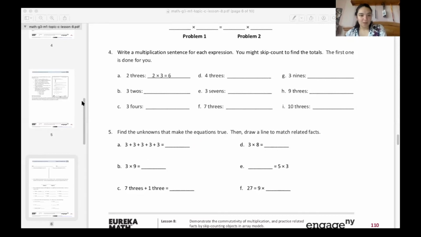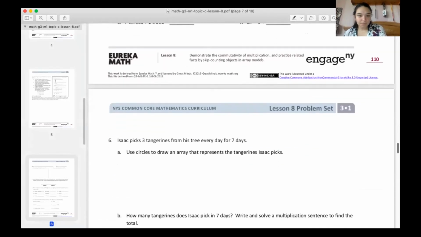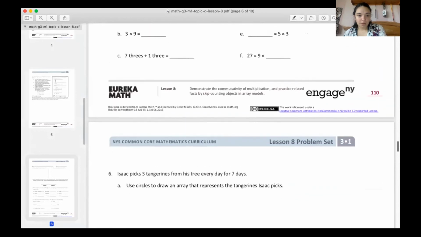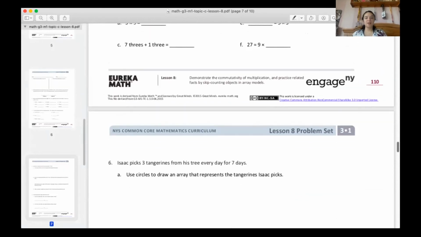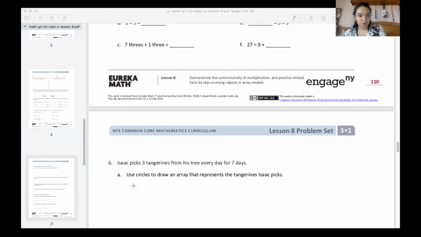Perfect. Okay. Let's move down to number 6. All right, so Isaac picks 3 tangerines every day for 7 days. Use circles to draw an array that represents the tangerines that Isaac picks. So I'm going to start 1, 2, 3. So that's day 1, and we're going to do that 7 times.